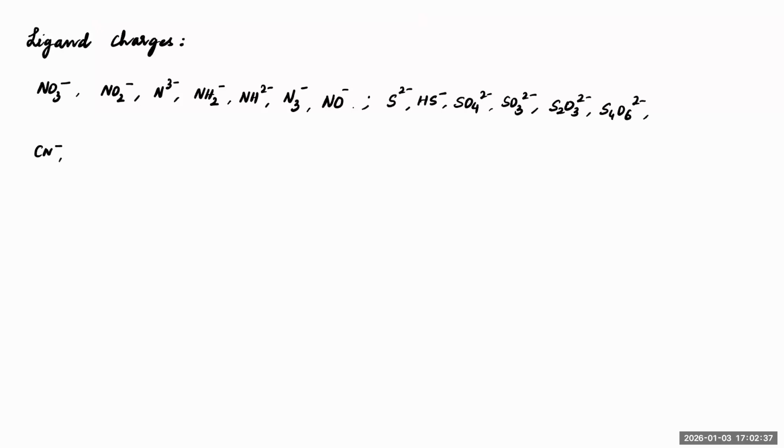Carbon: cyanide is minus 1. CH3 is minus 1. Got it? If you have carbonate, CO3, it will be minus 2. Oxalate, C2O4, will be minus 2. These are all the carbon ones. Halogens: fluoride, chloride, bromide, iodide, each is minus 1. Any form of chlorate, we learned it already, in any form it will always be minus.